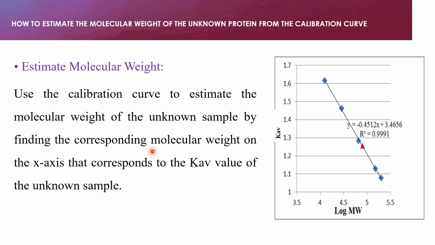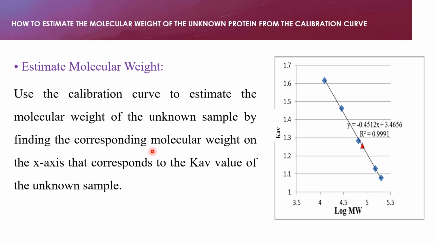So let's see how we can estimate the molecular weight of the unknown proteins in gel filtration. The first method is to plot the calibration curve of the partition coefficient values of the standard proteins on the y-axis against the log of their respective molecular weights on the x-axis as a calibration curve.